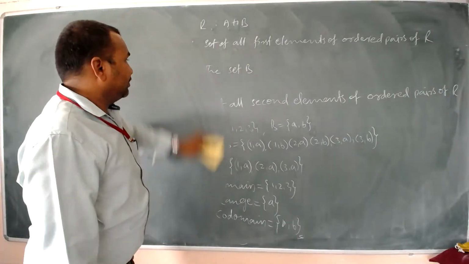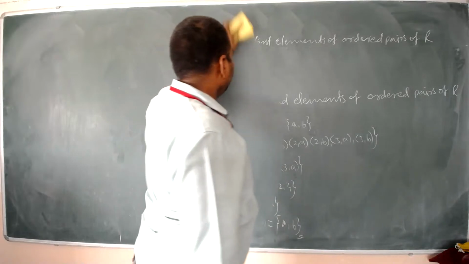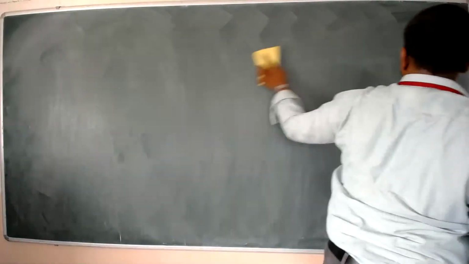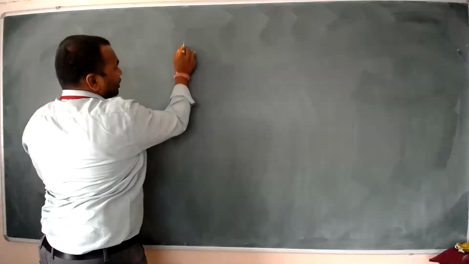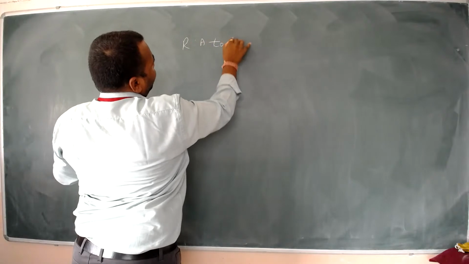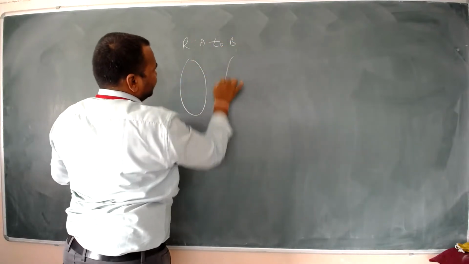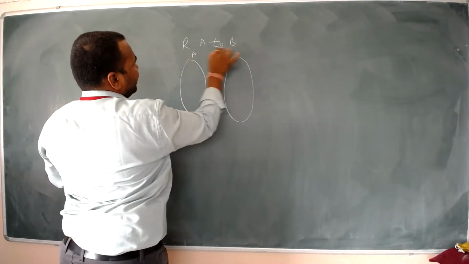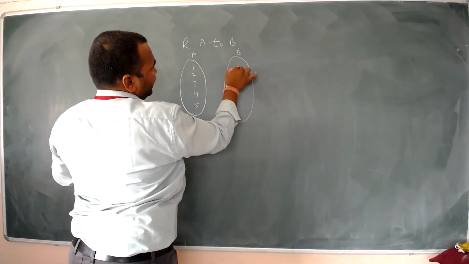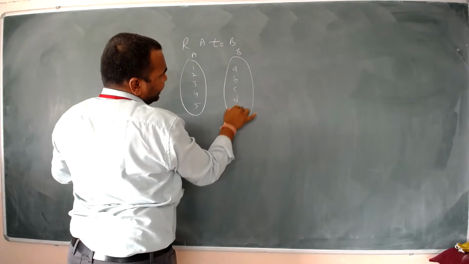I will write one more example. You may get some idea. So, R is a relation from A to B. They define it like this: A is {1, 2, 3, 4, 5} and B is {a, b, c, d, e}.